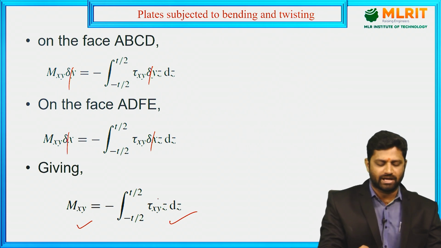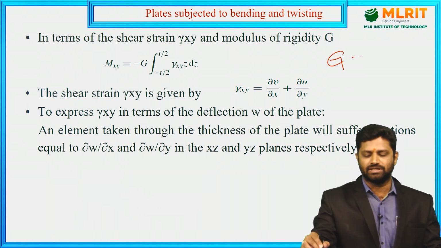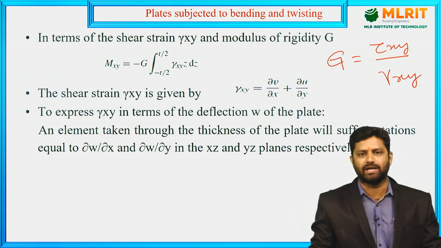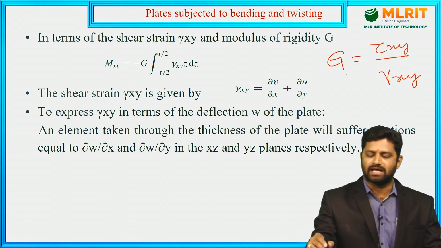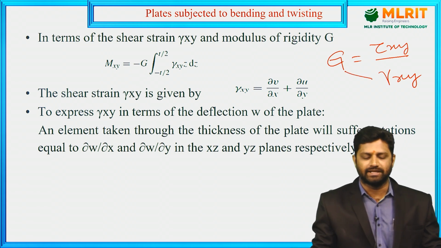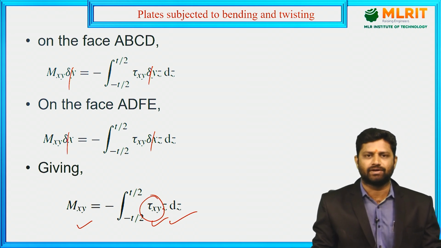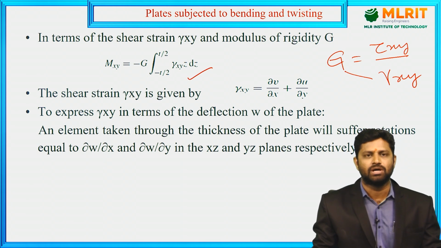Now here we have tau xy. We know that the modulus of rigidity capital G is the ratio of shear stress to shear strain, that is tau xy by gamma xy. Now we are replacing tau xy with G into gamma xy in the equation. So earlier we had tau xy, now this has been replaced by G into gamma xy, and rewriting this equation, we have Mxy equals minus G integral from minus t by 2 to plus t by 2 of gamma xy into z into dz.